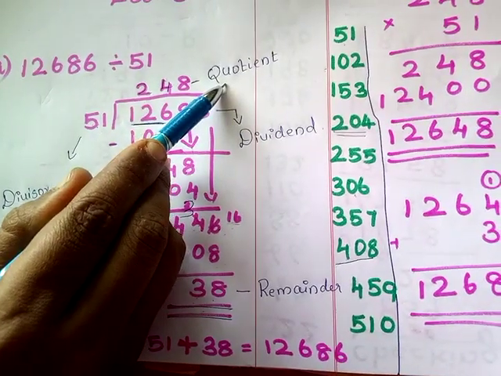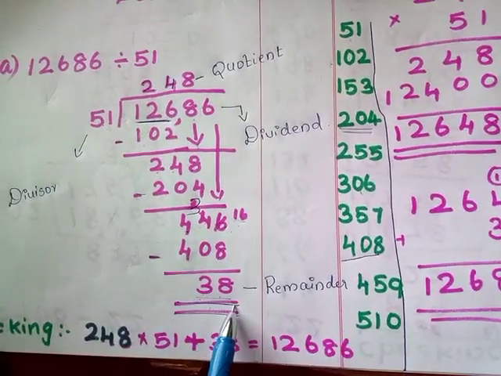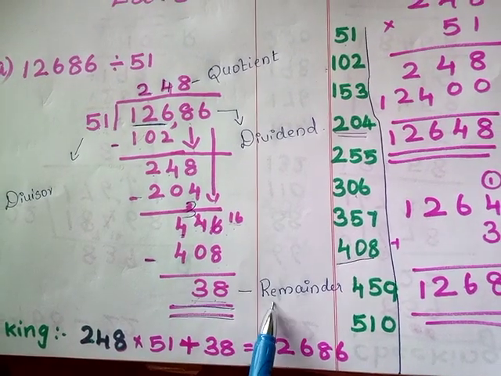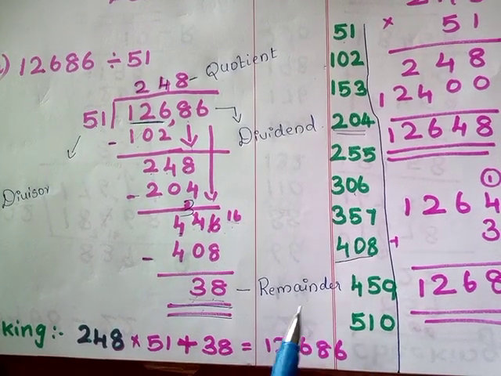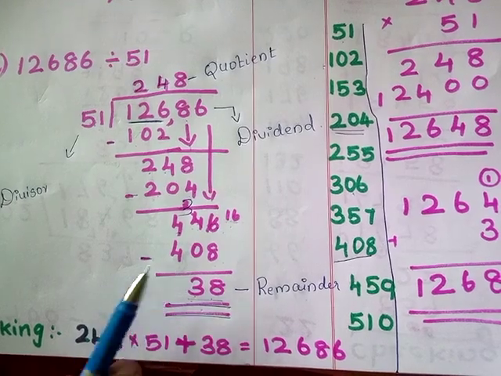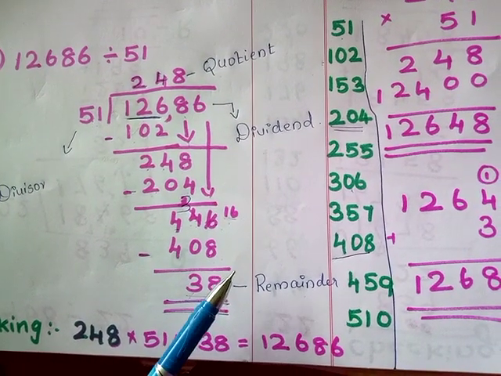That is the answer of division, and what is left at the last of division, that is 38, is called a remainder. So I hope you all understood this process. Now, how to check the division.